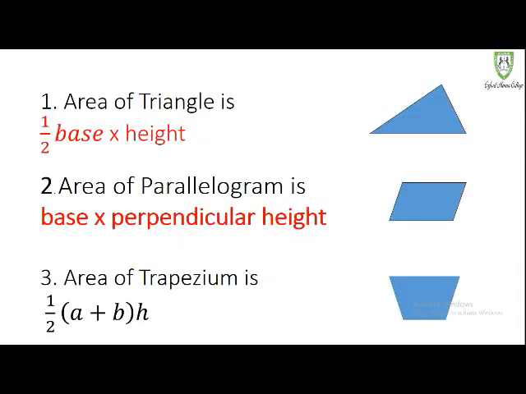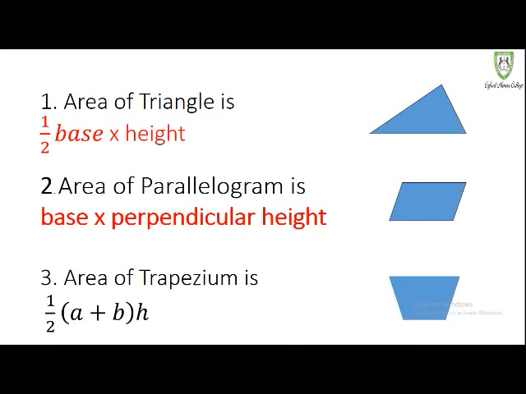Alright. The formula to find the area of a triangle is half base times height. The height is the perpendicular height. The way you stand is called perpendicular. You are standing vertically, perpendicularly. There are some heights that are in slanting form, but we are referring to the perpendicular height here.